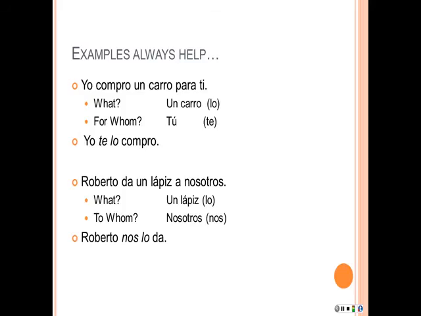Here's another example. Roberto da un lápiz a nosotros. What does he give us? Un lápiz. So lo. To whom does he give it? To us. So we use nos. Using the same rules as in the previous example, we put the indirect object first, nos, and the direct object second, which is lo for the lápiz, and then the verb. So Roberto nos lo da. Robert gives it to us.